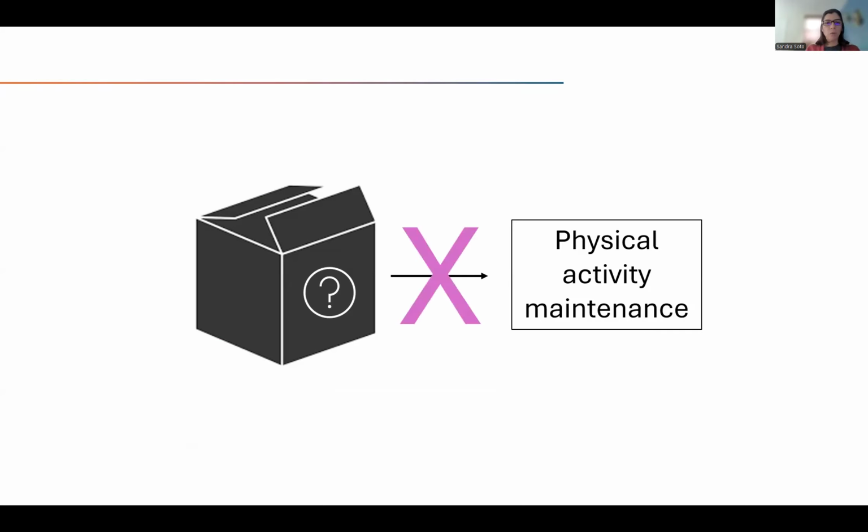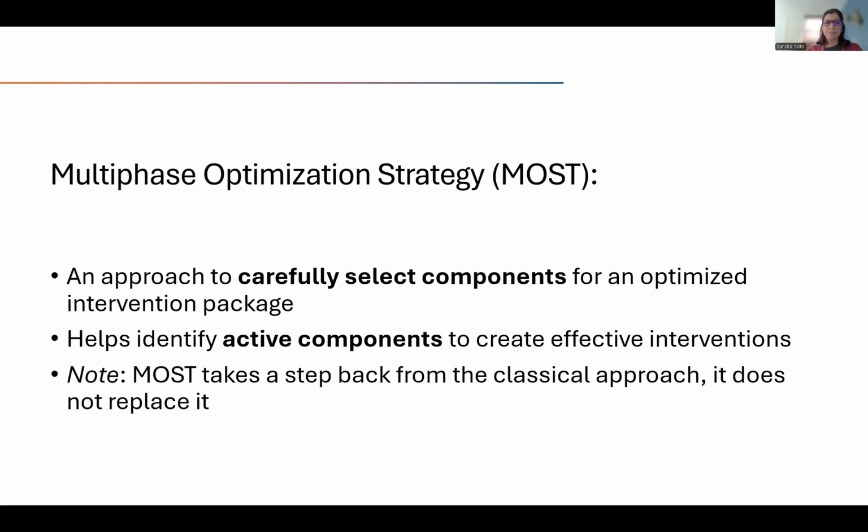All right, so what happens if we test this intervention package and we don't see an effect? Well, we don't know if there was an effect or an issue with one of the components, with all of the components, a few of the components. Perhaps one of them has a negative effect and it's offsetting the positive effects of the others. We're just not sure. So that's where we bring in the multi-phase optimization strategy, or MOST.